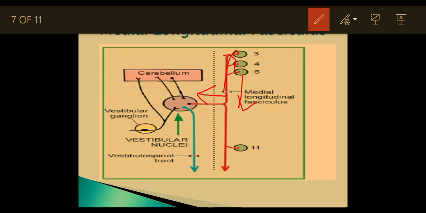After taking origin from these upper motor nuclei, the fibers descend downward through the posterior part of the anterior column of the same side. They extend up to the upper cervical segment of the spinal cord and eventually terminate in the anterior horn nuclei of the spinal cord.